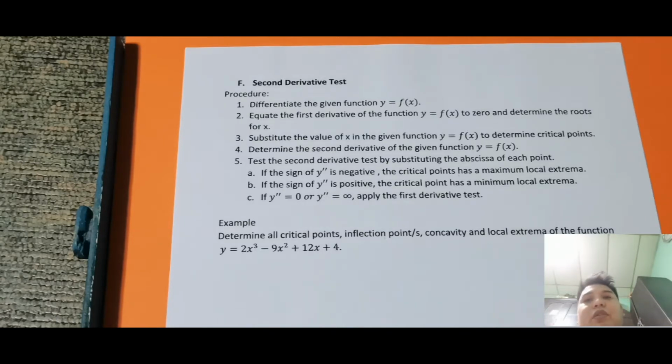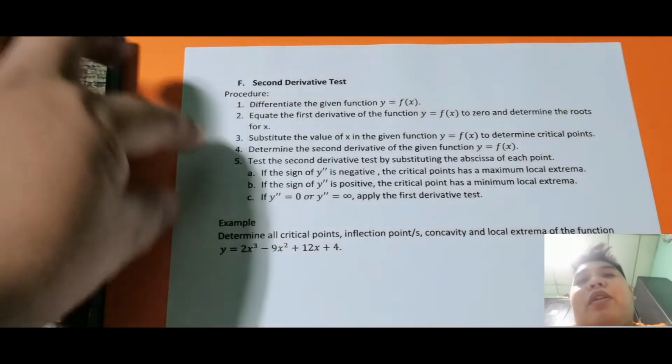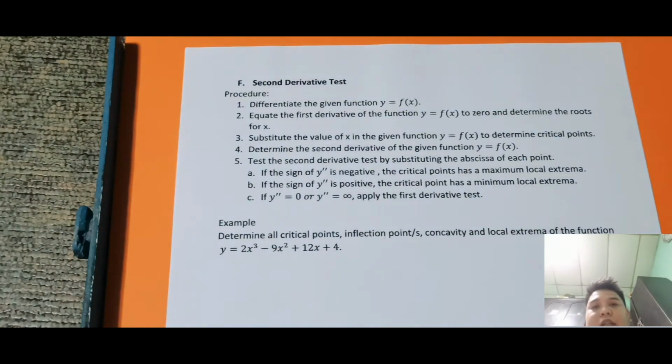Okay, so procedure number 1, differentiate the given function y is equal to f of x, similar sa FDT. Equate the first derivative of the function y is equal to f of x to 0 and determine the roots for x. Substitute the value of x in the given function to determine the critical points. After that, determine the second derivative of the given function y is equal to f of x. Again, nakuha ko yung critical points, tapos nahanap ko yung aking second derivative. Then test the second derivative.